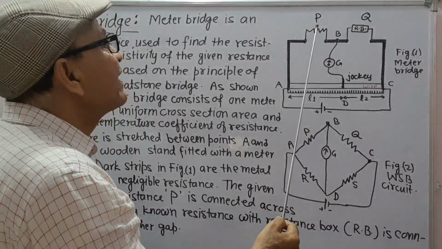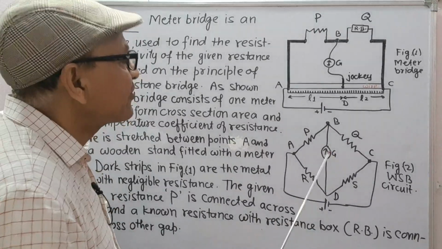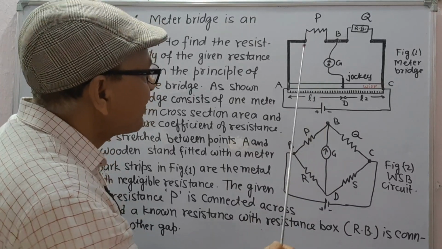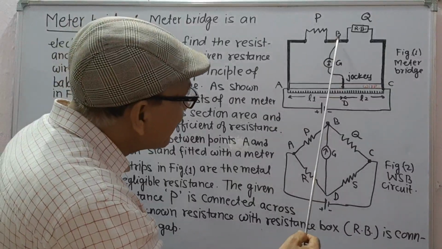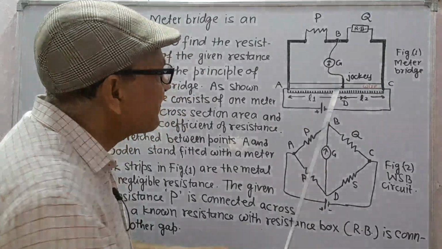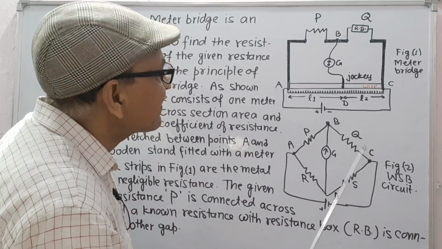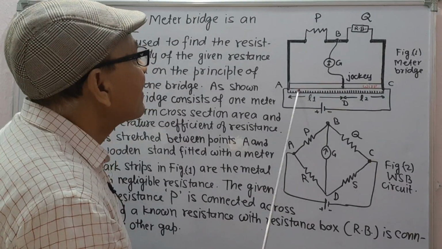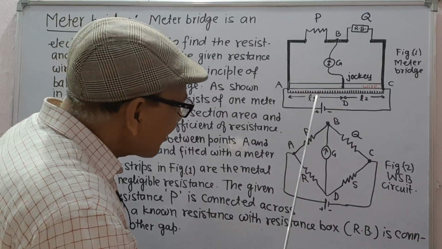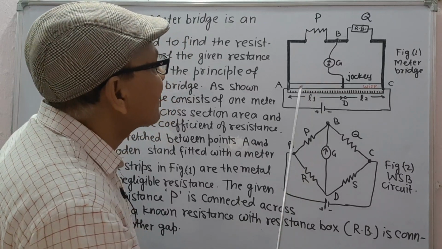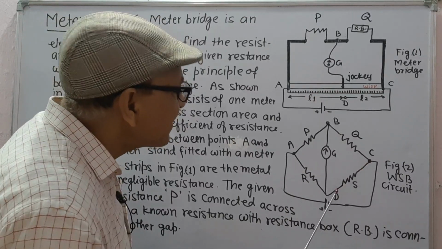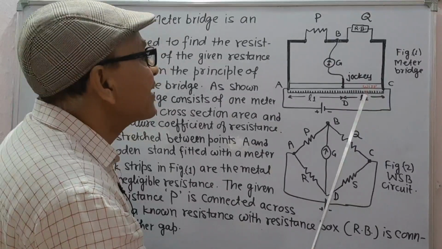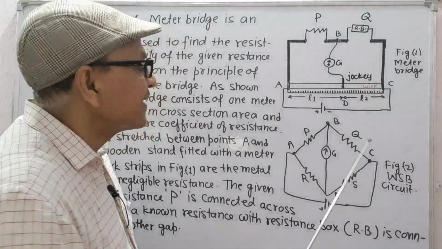Now we can compare meter bridge with Wheatstone bridge. Between A and B, we have resistance P. Between B and C, resistance Q. Between A and D, resistance R. L1 length of wire acts as resistance R. Between C and D, resistance S. L2 length of wire acts as resistance S.